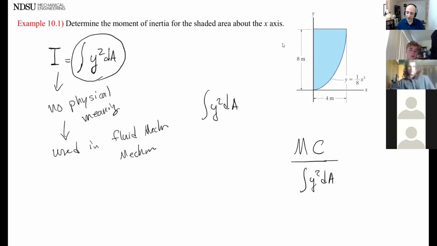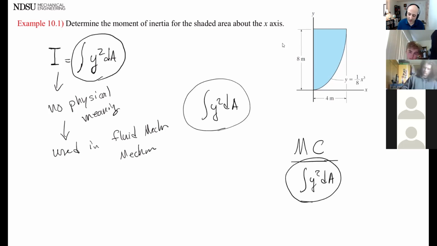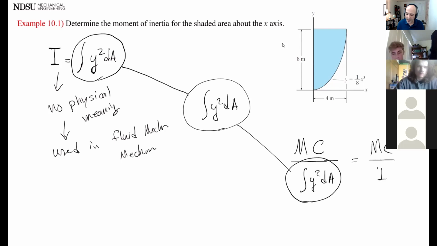So this term started showing up everywhere, and they decided to give it a name to simplify the equation. So instead of Mc over the integration of y²dA, because this was a property of area, they simply say Mc over I. It doesn't have any physical meaning. It's a property of area, but we're going to use it, and we're going to see how.